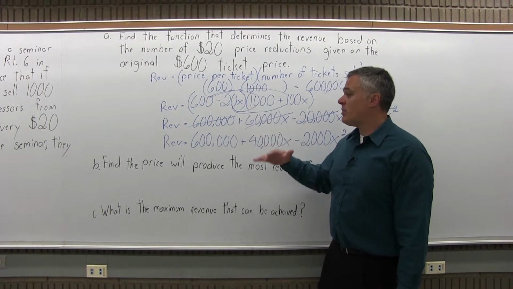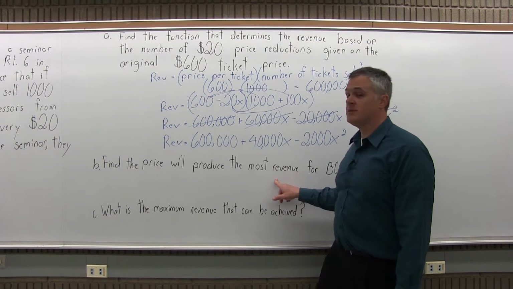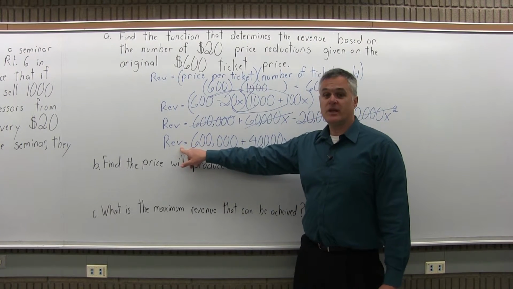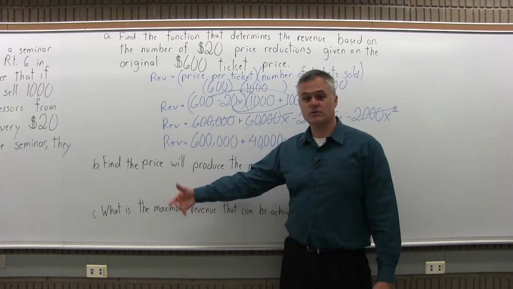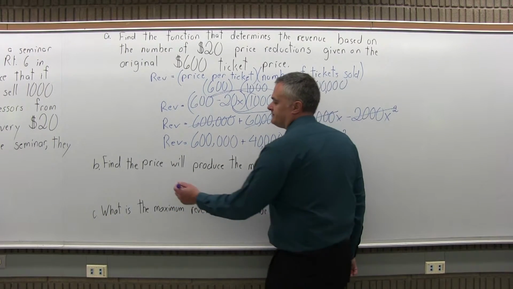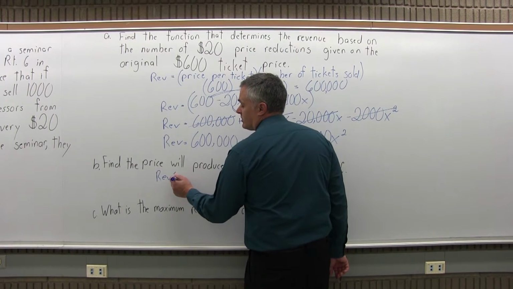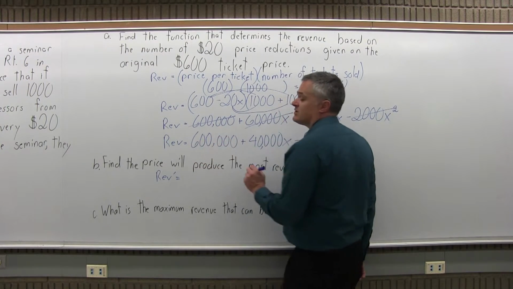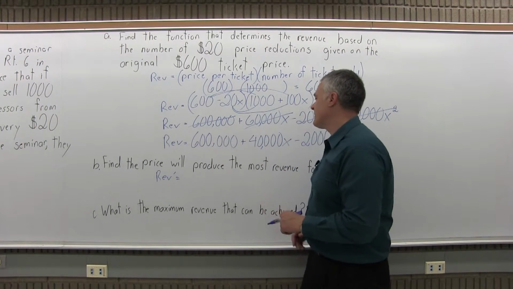So now to go on to part B, it says find the price that will produce the most revenue for BCC. So we're going to take this revenue function and maximize it. We'll take the derivative of the revenue function, set it equal to 0, solve for x. So when I do that, revenue prime, the derivative of the revenue function, equals the 600,000. Because it has no variable with it, no x, its derivative is 0. So it's just gone.